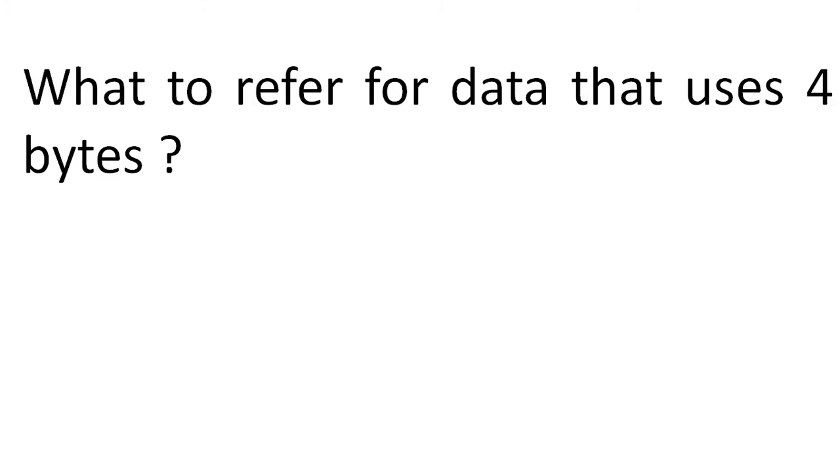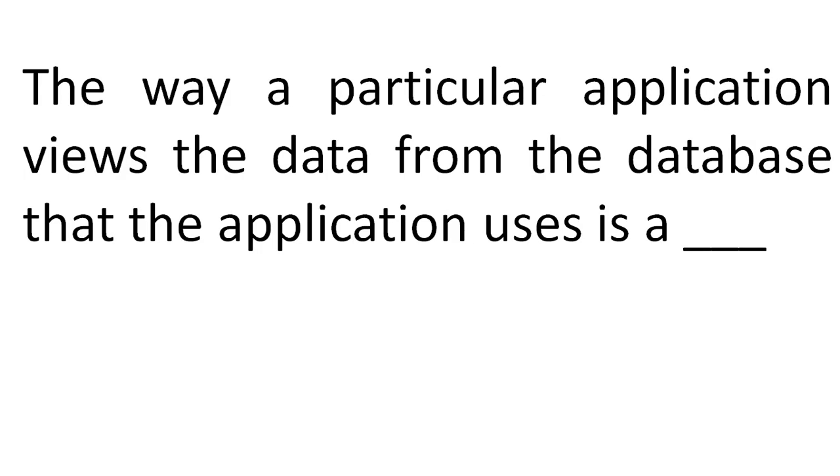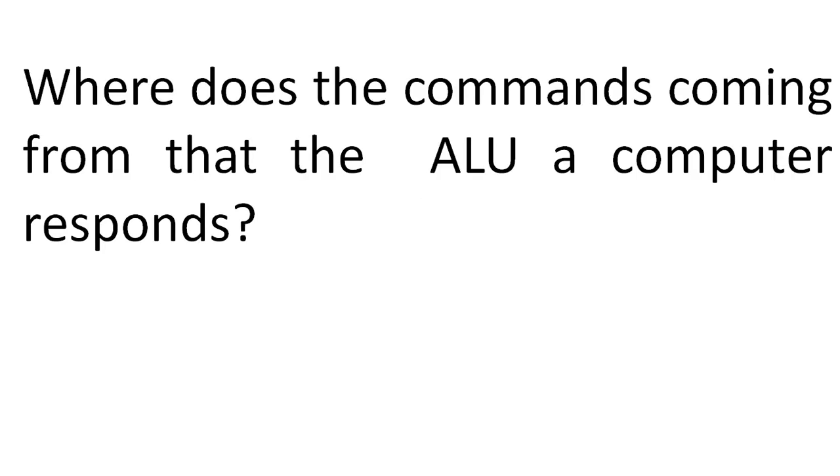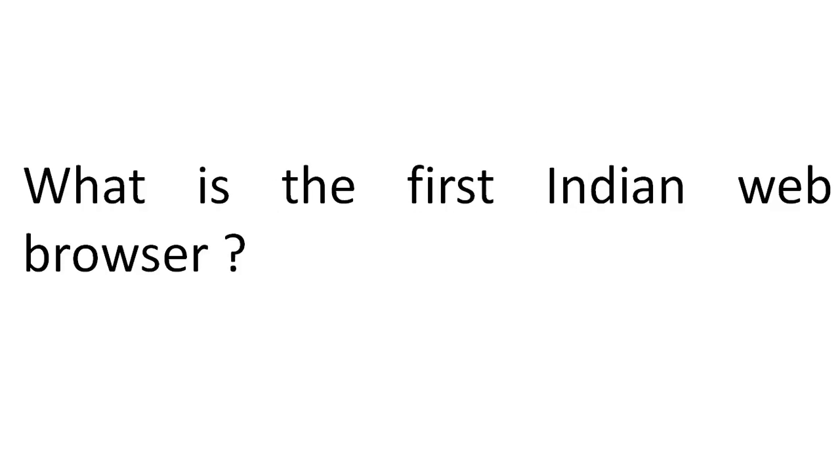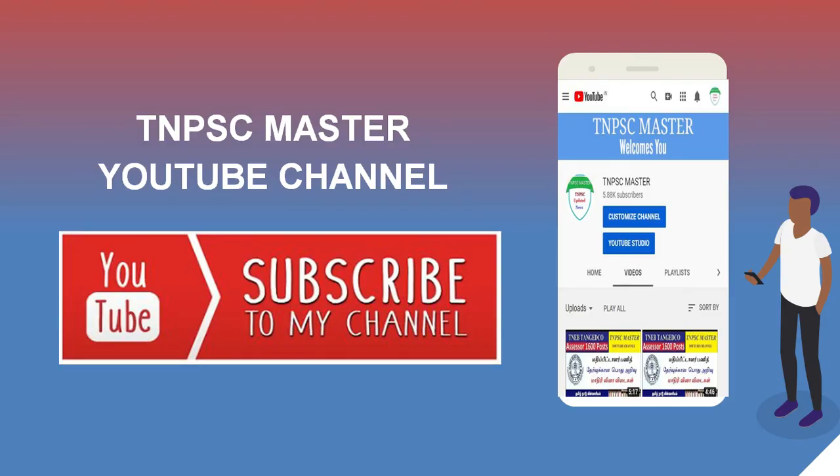Next one. What term refers to data that uses 4 bytes? The correct answer: double word. Next one. The way a particular application views the data from the database that the application uses is a dash. The correct answer: sub schema. Next one. Where do the commands come from that the ALU, a computer responds to? The correct answer: control section. Next one. What is the first Indian web browser? The correct answer: Epic.